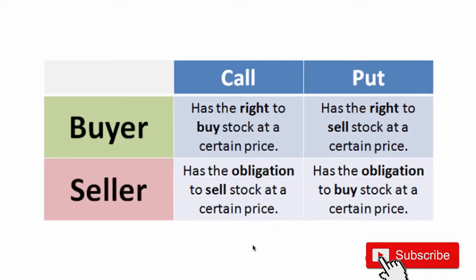But again, the key here is that as an option seller, you have an obligation to sell stock. If you agree with an option buyer that they're going to buy stock from you at $50, you're going to sell it to them at $50.